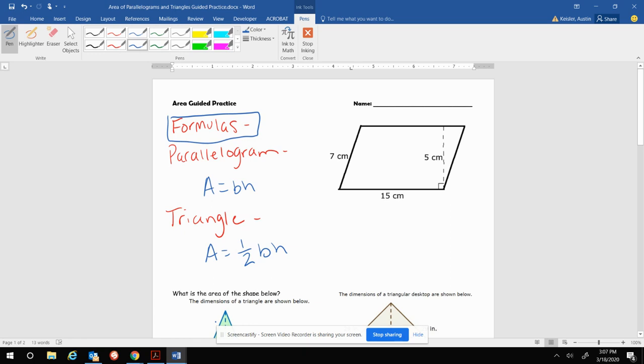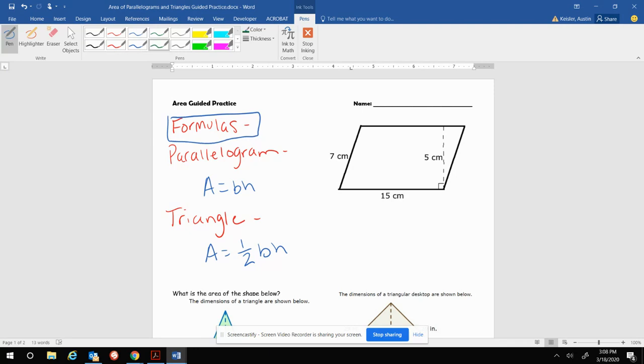Hey, we're going to do a quick little review on finding the area of parallelograms and triangles. So right over here to the side, I have both formulas written down. For a parallelogram, our area is going to be the base times the height. And for a triangle, remember we have to do half of the base times the height.